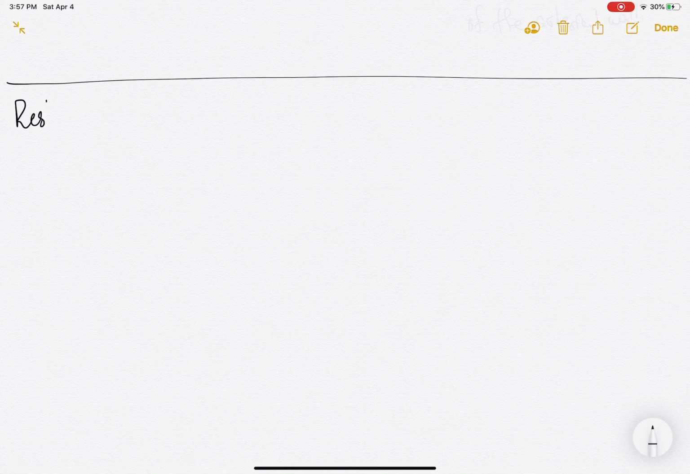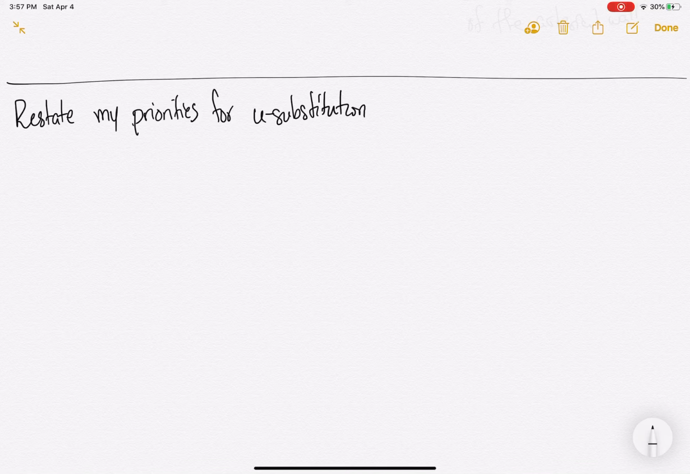And then the last thing I want to talk about is I'm going to restate my priorities for U substitution, because this got brought up to me the other day and it makes a lot more sense. We can really think about four different priorities. So we go in order.